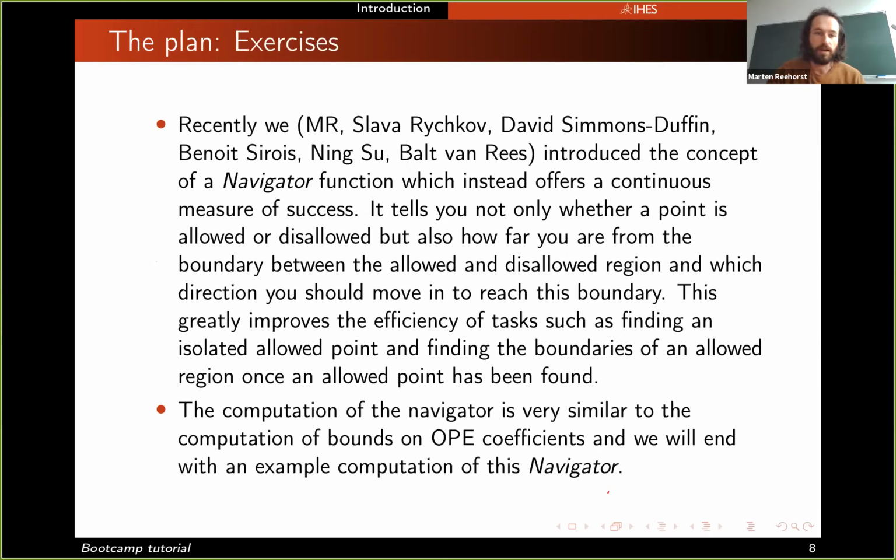And similarly, recently, together with Slava Rychkov, David Simmons-Duffin, Ning Su, and Balt van Rees, we introduced the concept of the navigator function, which offers a continuous measure of success. So it doesn't just tell you whether a point is allowed or disallowed. It also gives some measure of how far you are from the boundary between allowed and disallowed regions, and it gives you a way to efficiently find this boundary. So I will also in the end show you how to set up such a computation, which is similar to the computation where you find the bound on OPE coefficients.